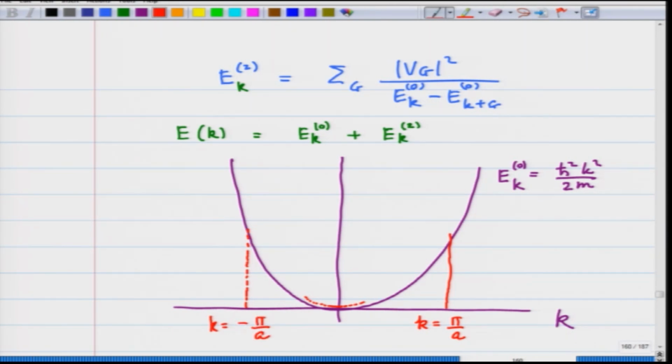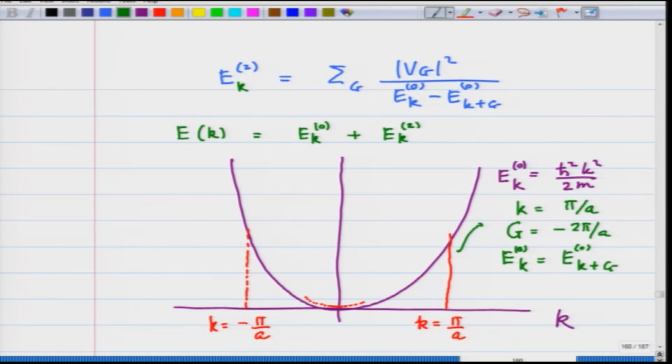And let me show this on the side. On the right hand side, I will show when k equals pi by a, and if I take g equals minus 2 pi by a, then E k equals E k plus g, and therefore, let me put a 0 here.